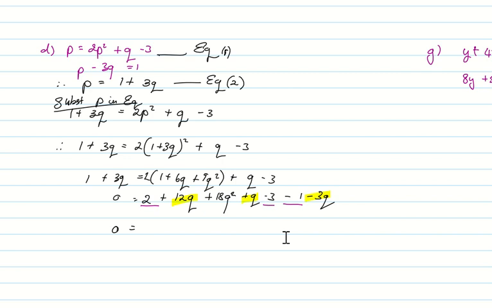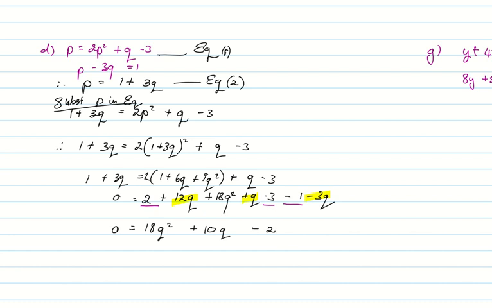So I'm going to write it in descending powers of q. What do I get? 18q squared. And then I'm going to go to the q to the power of 1. So that's going to be 12 plus 1, which equals 13q, minus 3q, which equals 10q. Good. And then what remains is my constants. So I'm going to say 2 minus 3 is equal to negative 1. Minus another 1 is equal to negative 2.